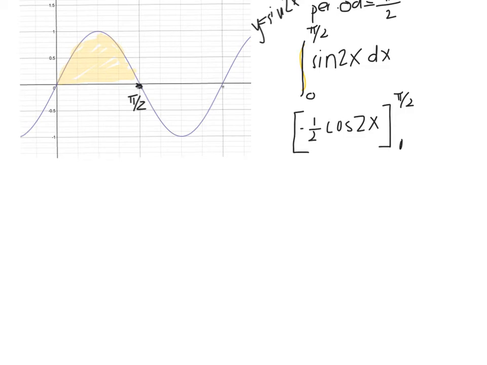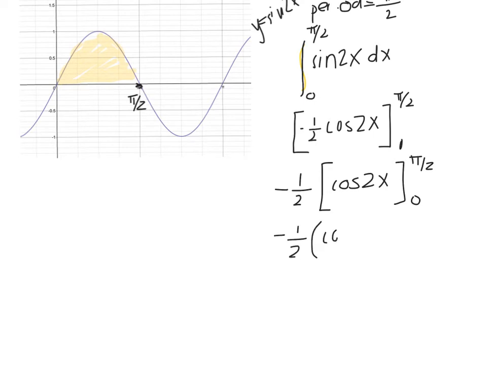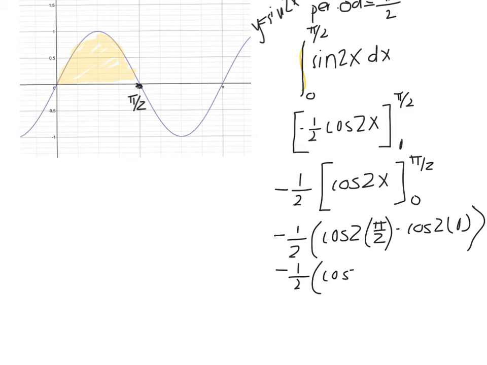So the first thing that I like to do here is we can take out our coefficient. We don't have to worry about it too much. And then we're looking at the integral of cosine of 2x evaluated between 0 and pi over 2. So we've got negative 1/2 times cosine of 2 times pi over 2 minus cosine of 2 times 0, which gives me negative 1/2 times cosine of pi minus cosine of 0.